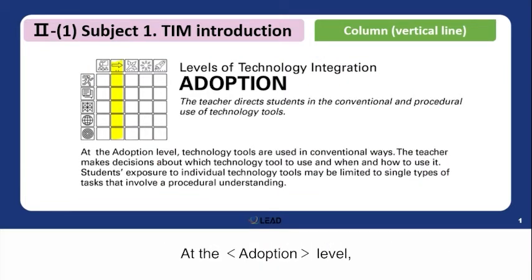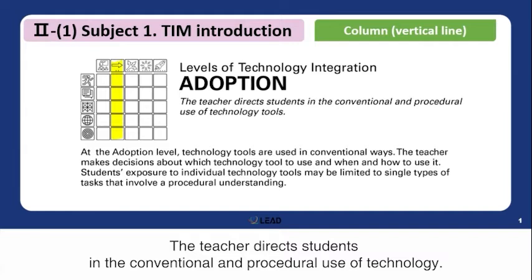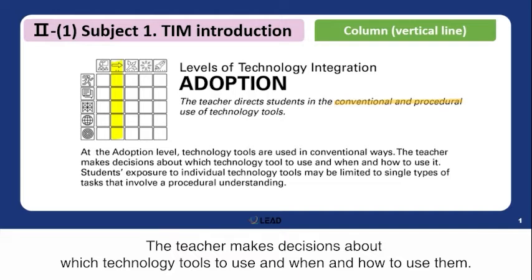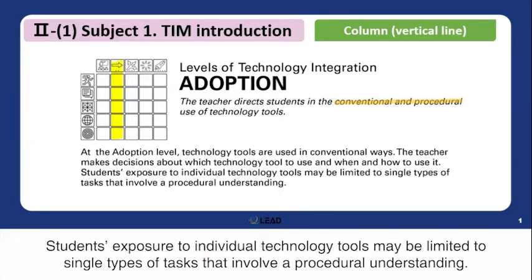At the adoption level, the teacher directs students in the conventional and procedural use of technology tools. At this level, technology tools are used in conventional ways. The teacher makes the decisions about which technology tools to use and when and how to use them. Student exposure to individual technology tools may be limited to single types of tasks that involve a procedural understanding.